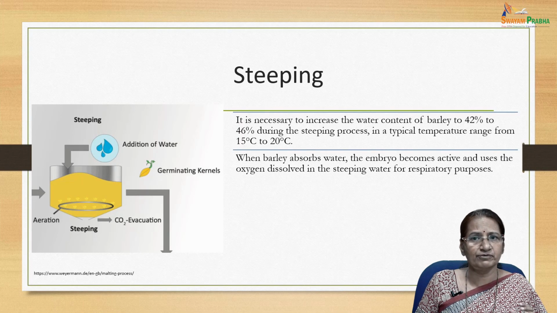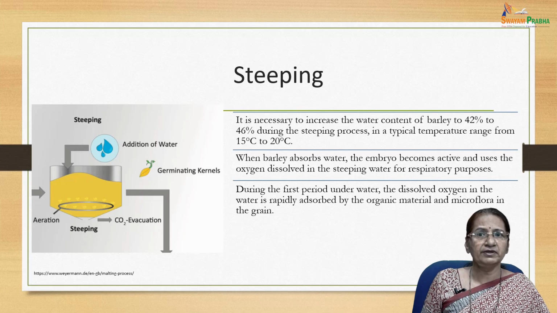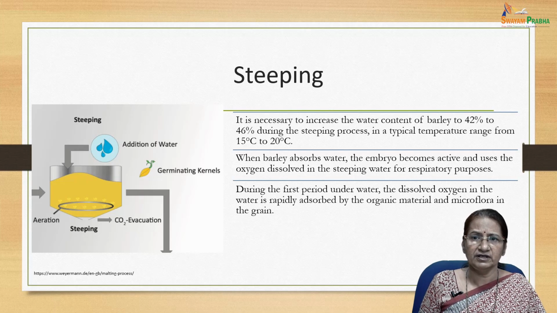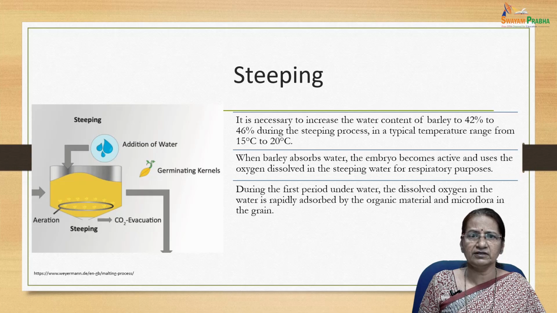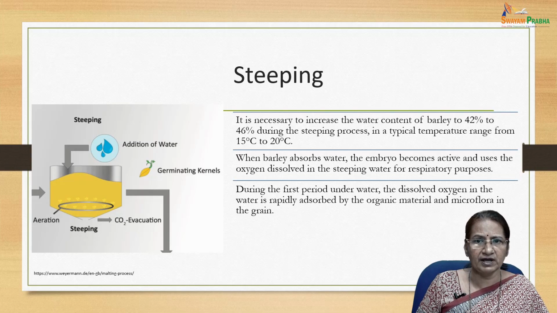When barley absorbs water, the embryo becomes active and uses the oxygen dissolved in the steeping water for respiratory purposes. During the first period underwater, the dissolved oxygen in the water is rapidly absorbed by the organic material and microflora in the grain.